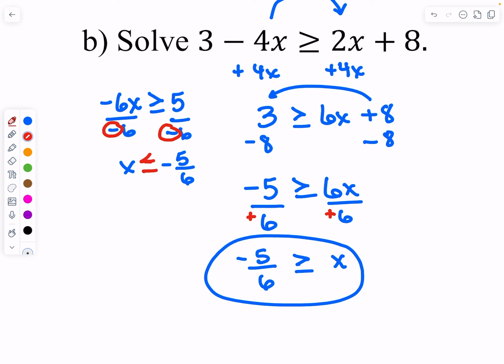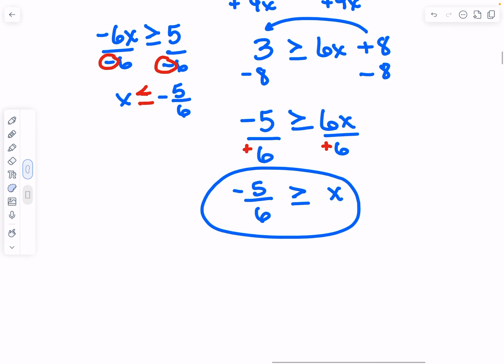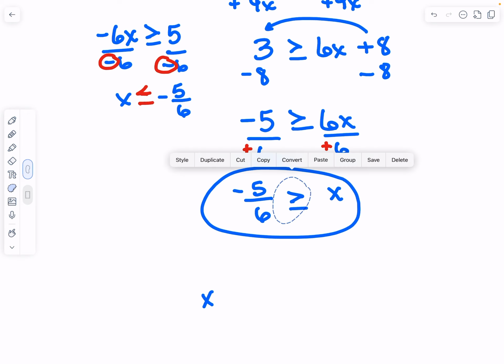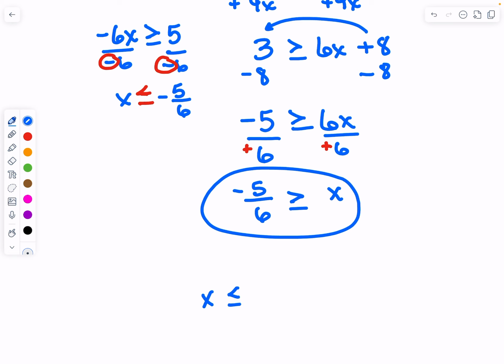Okay, so look at these two answers. My inequalities are different. But notice that in both of them, they point to the x. They point to the x. So I call this the choo-choo train. If you have this x on the right-hand side, you will just bring it down to the left. So you'll bring down your x. And then when I choo-choo train this guy around, when I pull him around, he's going to actually turn the other direction. And then I'll bring my -5/6 down.